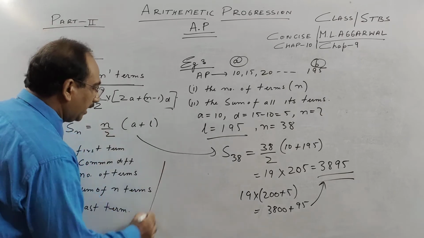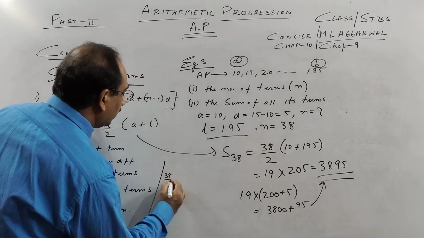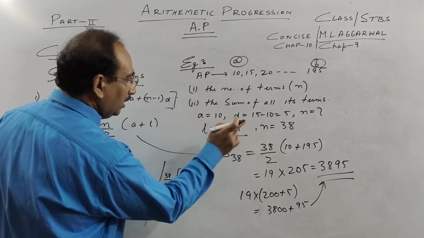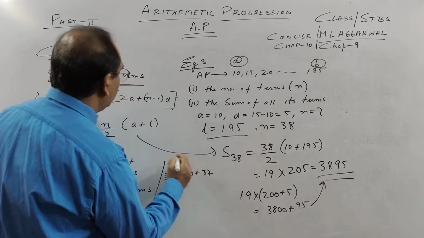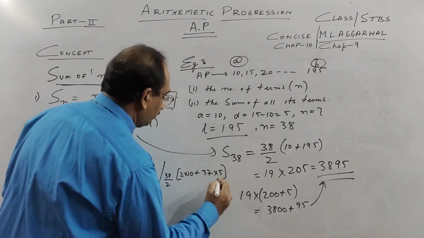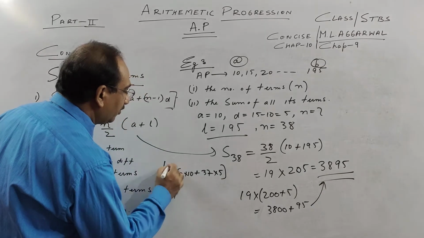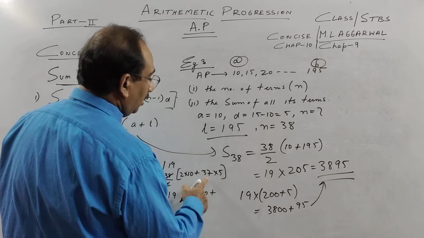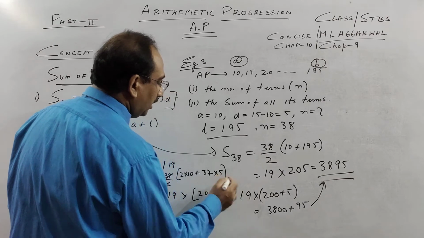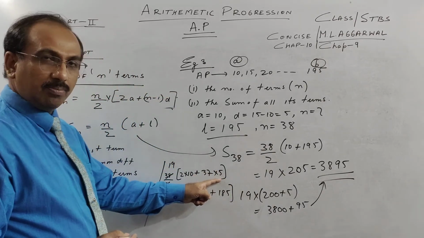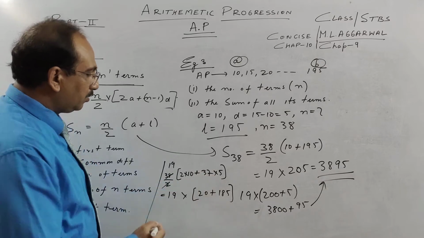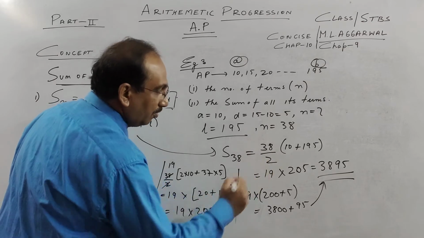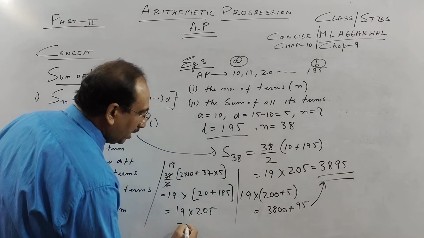If you wish, I'm writing, and you can try here. 38 by 2, 2 into 10, remember a is 10, plus (n minus 1)d. n is 38, minus 1, 37, and d is 5. So here again you get, children, 19 if you cancel, and here you will get 20 plus this will give you 185, half of 370. What I do, 10 by 2, I do generally when I multiply by 5. So 370 by 2. So same answer you will get, children, 19 into 205, what we had got over here.